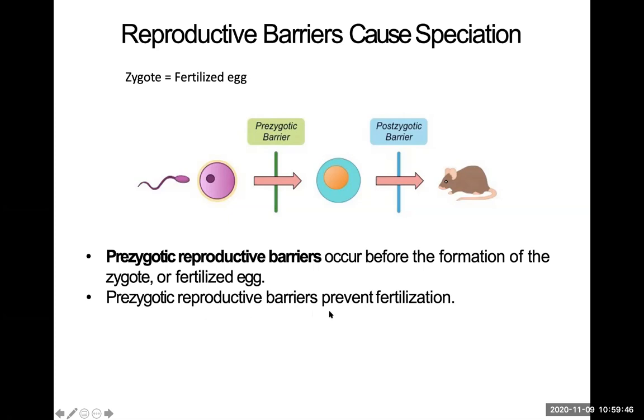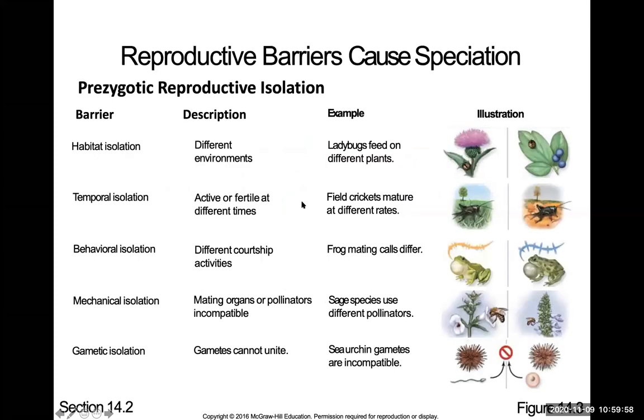Prezygotic reproductive barriers prevent fertilization, and a zygote is a fertilized egg. If there's no fertilization, we're not going to have a zygote. So it's a prezygotic barrier. It's very easy to understand. So we have this table from your book. There are different types of prezygotic barriers. One is habitat isolation. When we say habitat isolation, there are different environments. So ladybugs feed on different plants, and because they're found on different plants, there's habitat isolation, and they don't interbreed.